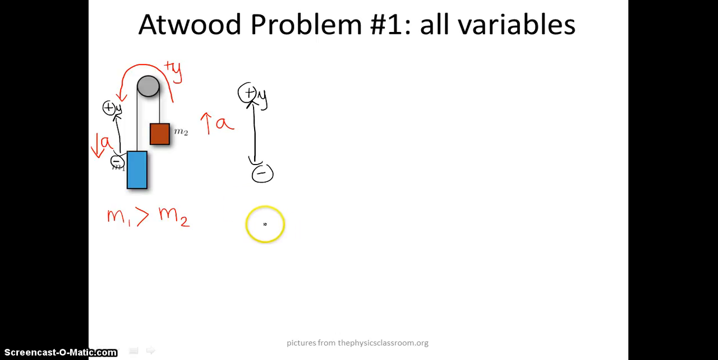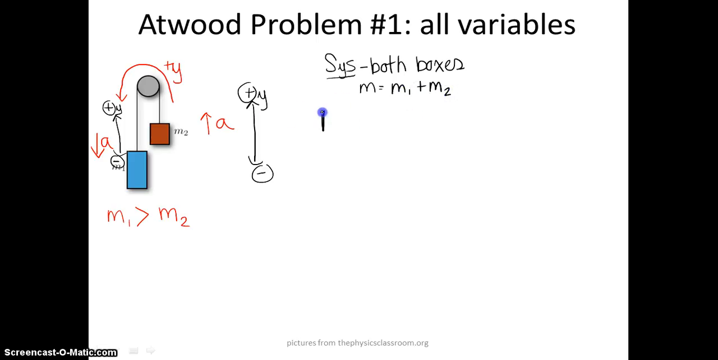Okay, first thing I like to do when I have a problem like this is analyze the system of both boxes. Every time I do this, I make a note to myself about what the mass of the system equals. In this case, the mass of this system is the sum of both masses, so this is going to be M1 and M2.